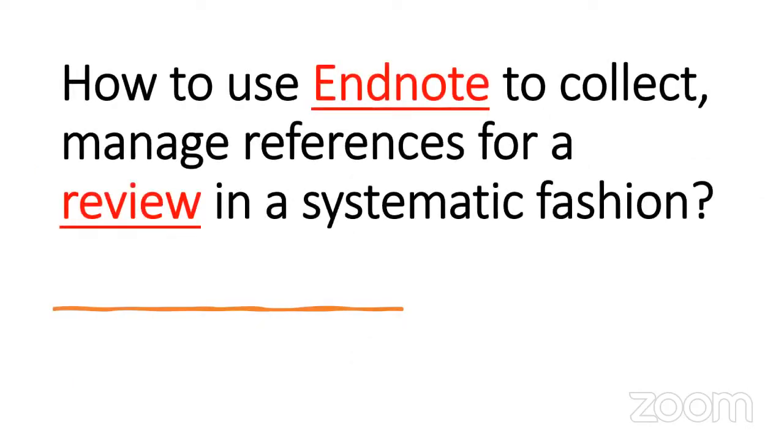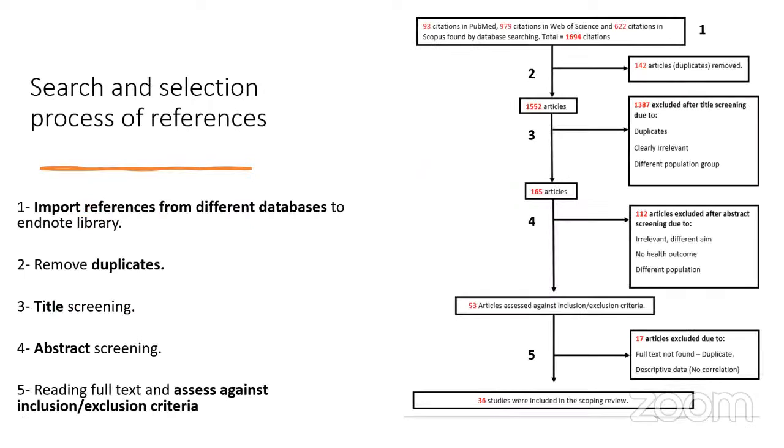So, how to use EndNote to collect and manage references for a review in a systematic fashion. This figure shows a flowchart, and usually this flowchart is used in the methodology section of a systematic review or scoping review, and it represents the search and selection process of references. As you can see, it consists of 5 steps. I'm going to explain it on the flowchart.